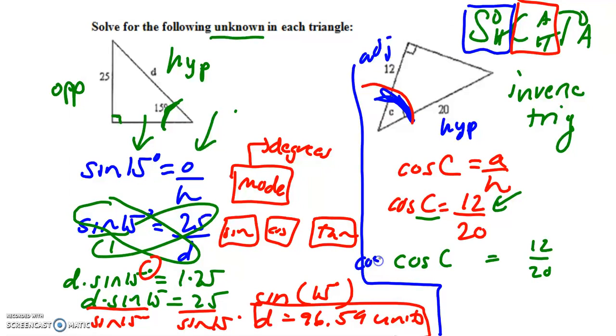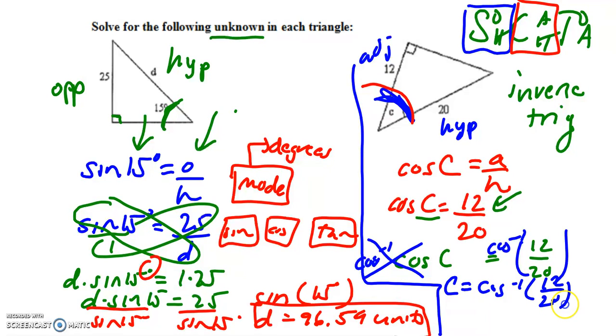If you take the inverse cosine on both sides, which is symbolized as cosine^-1, the cosine inverse and cosine are inverses, so they cross out. So you have the angle C alone is equivalent to the inverse cosine of 12/20.